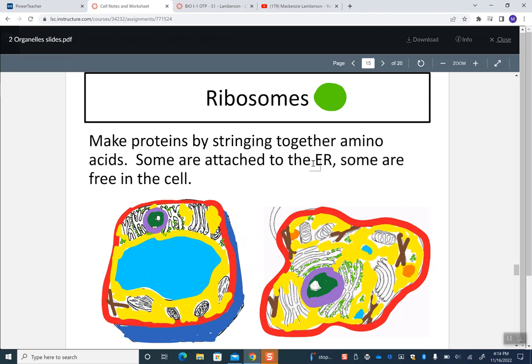This stands for endoplasmic reticulum. And some of them are just free in the cell. So you can see them over here. They're just kind of free in the cell. And right here, they're attached to the ER, the endoplasmic reticulum. So it's all these little tiny dots in both plant and animal cells.